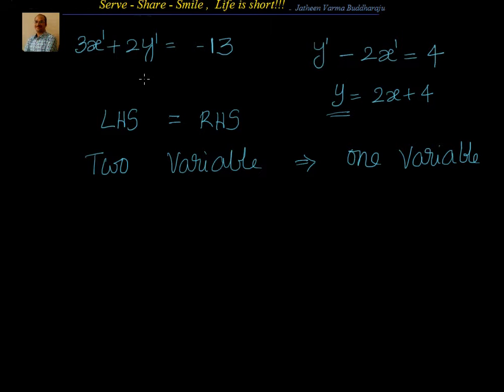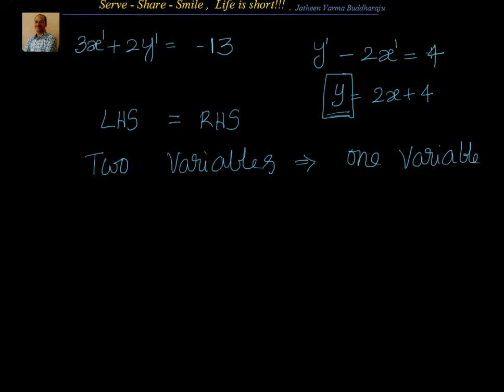Let me repeat that again. We have two equations. We have to solve these two equations and find out the values of x and y. We want to convert the linear equation in two variables into a linear equation in one variable. For that, we will take one of the equations and try to express one variable in terms of the other variable. Now take that value and substitute it in the other equation so that you can get a linear equation in one variable. Let's have a look at this.